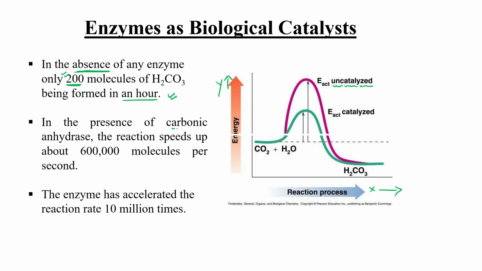But if an enzyme like carbonic anhydrase is present, then in the presence of this catalyst the reaction speeds up to about 6 lakh molecules per second. So what does it mean? It means that this enzyme, or biological catalyst, accelerates the reaction rate about 10 million times, as you can see over here also.